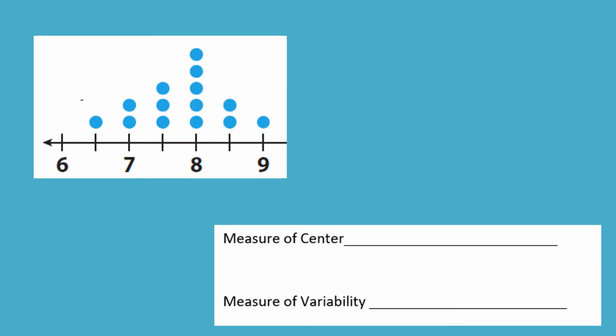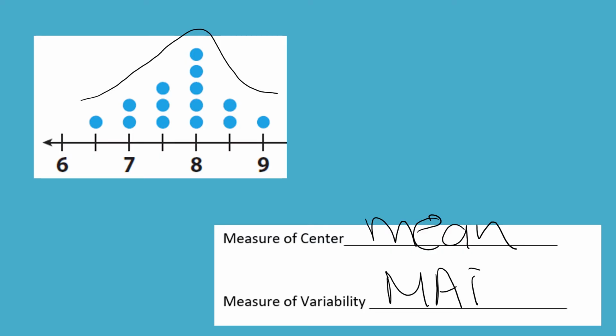So in this data, we've got a bell curve going up and down. So its measure of center is just mean. We can add them up and divide by how many there are. And because we're using mean, we can use the mean absolute deviation to tell us how spread out or close together the data is, how much it varies. Variability.